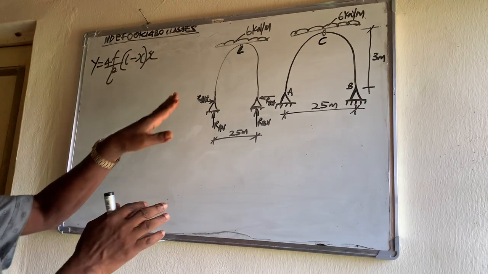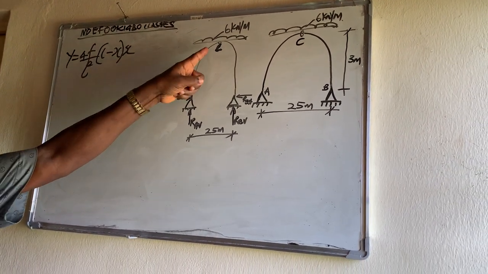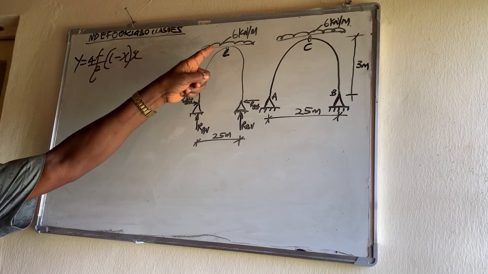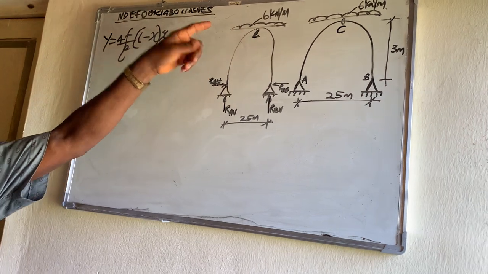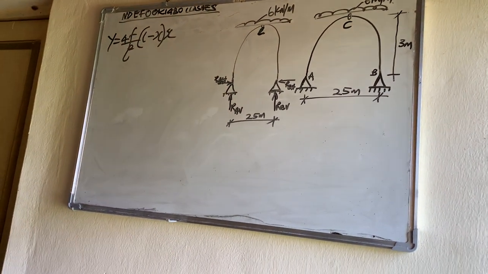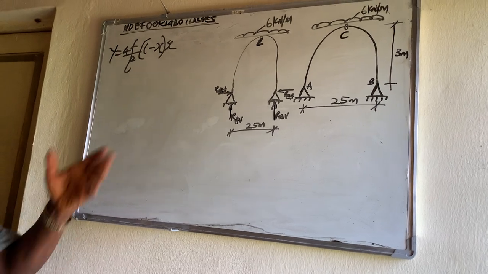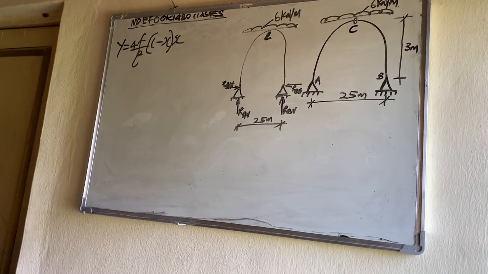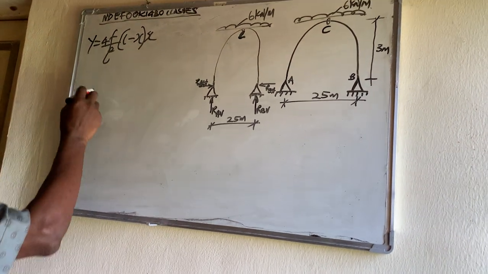Then to get ROA horizontal, I cut at the hinge. When I cut at the hinge, I take moment about that hinge, because the moment at the hinge is also equal to zero. If I do that, I get all my parameters. So I start. To get ROA vertical, I take moment about B.